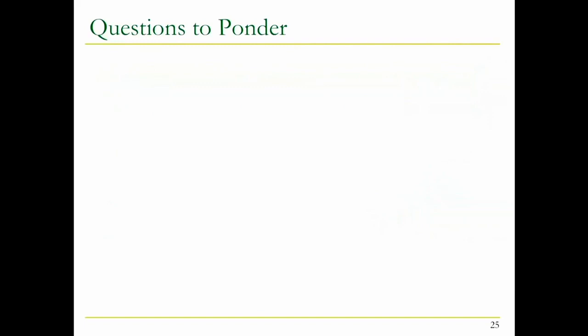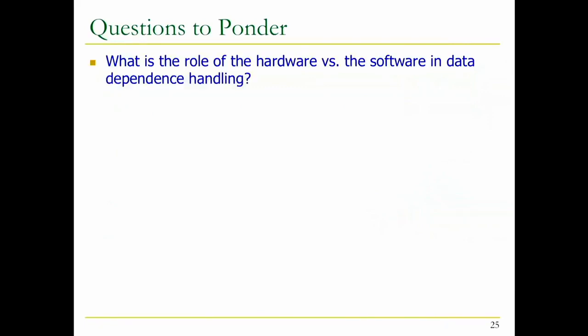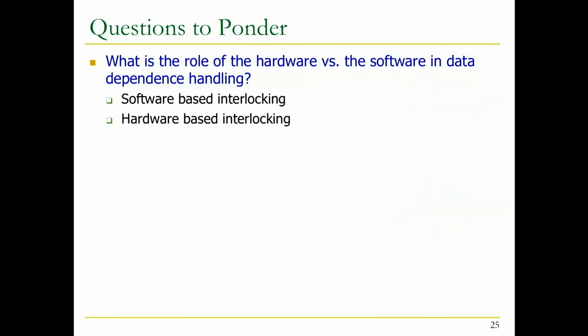Okay, some questions to ponder. So we have a lot of interesting concepts that we've covered, and we're going to cover even more. I'm not going to answer all of these, but I think it's always good to think about what is the role of the hardware versus the software in data dependence handling. So if we punted some of these things to software, maybe we could have done better in terms of our clock cycle time, right? It's certainly possible. Or we could have done better in the load stalls that we see. So now you know software-based interlocking and hardware-based interlocking.